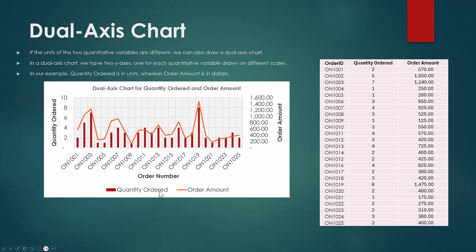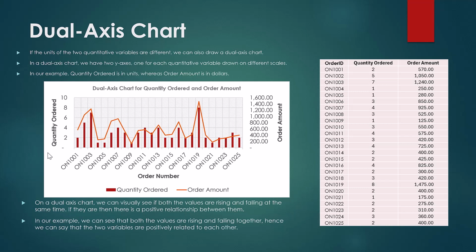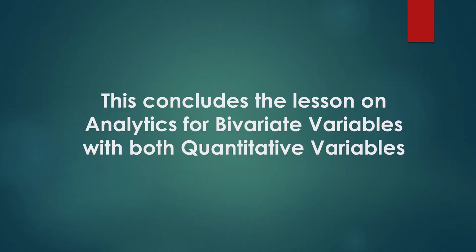Quantity ordered is shown by columns. So these are quantity ordered, and we are using this scale 2, 4, 6, 8, 10. Order amount is an orange line and is drawn on the scale on the right. Order amount, that's the scale in dollars. So on a dual axis chart, we can visually see if both the values are rising and falling at the same time. If they are, then there's a positive relationship between them. So in our example, we see that both the variables are rising and falling together. Hence, we can say that the two variables are positively related to each other. So this concludes the lesson on analytics for bivariate variables with both quantitative variables.